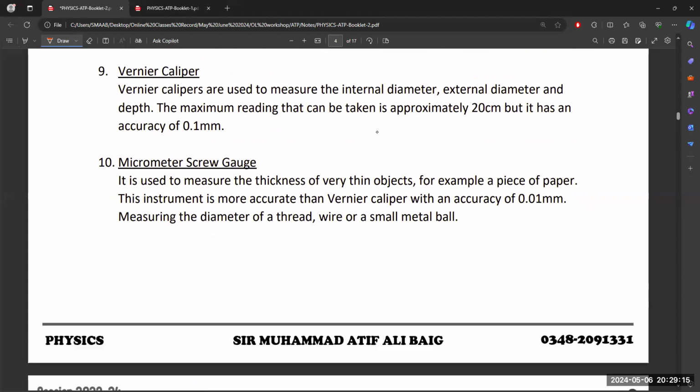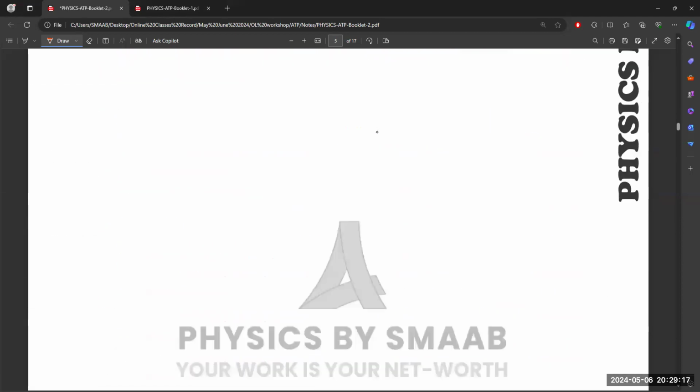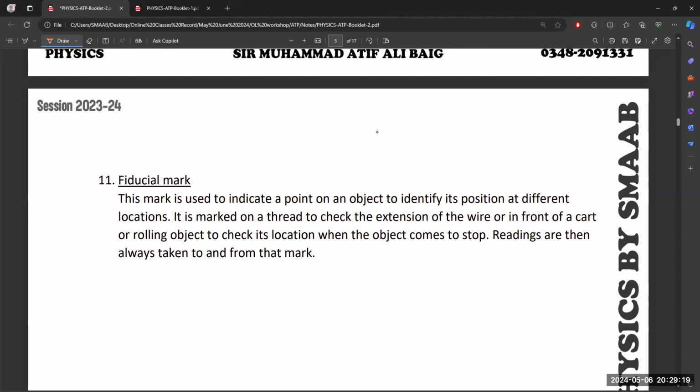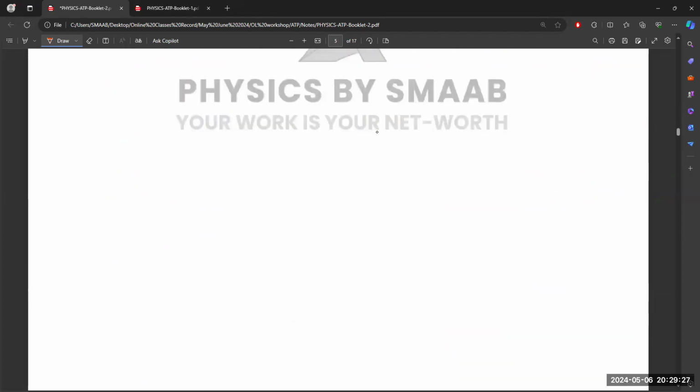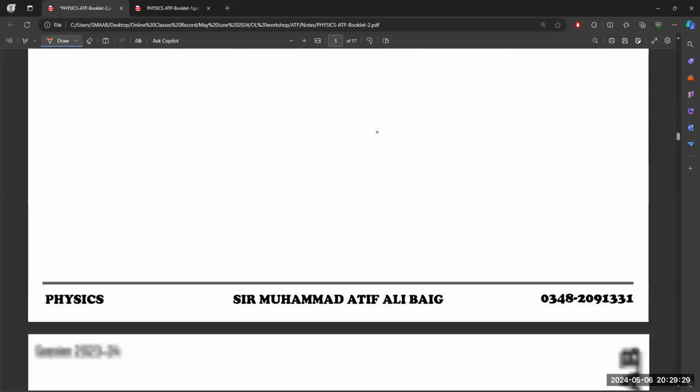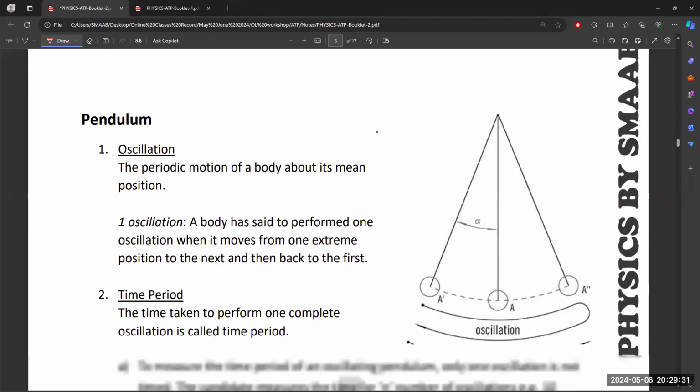Plus, we are not going to use this because we are not performing the practical physically again. So some quantities are not always required in ATP, but they are just for information.